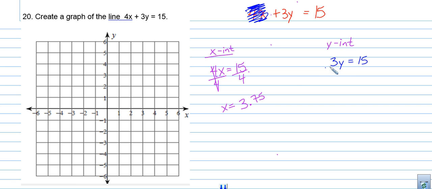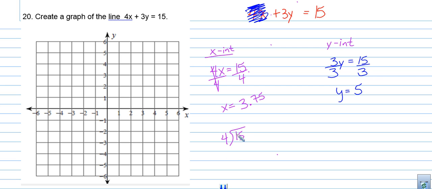And then divide by 3, divide by 3, y will equal 15 divided by 3, which is 5. Okay, so now we'll go and plot these points. So for x, you get 3.75. And now I'll show you guys. I feel bad because this is the calculator inactive part.